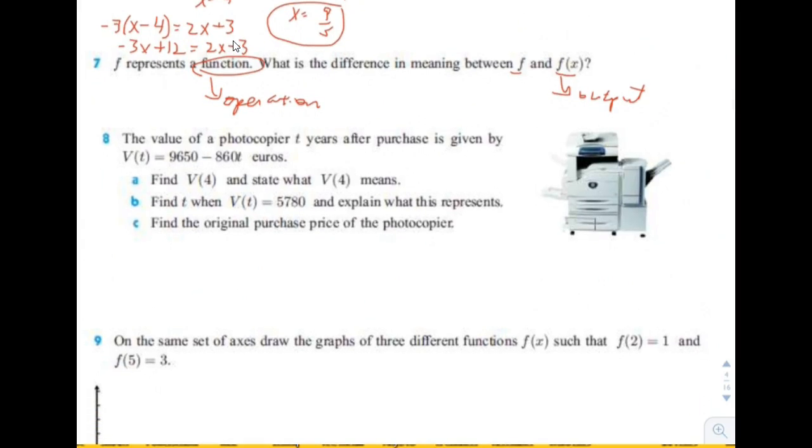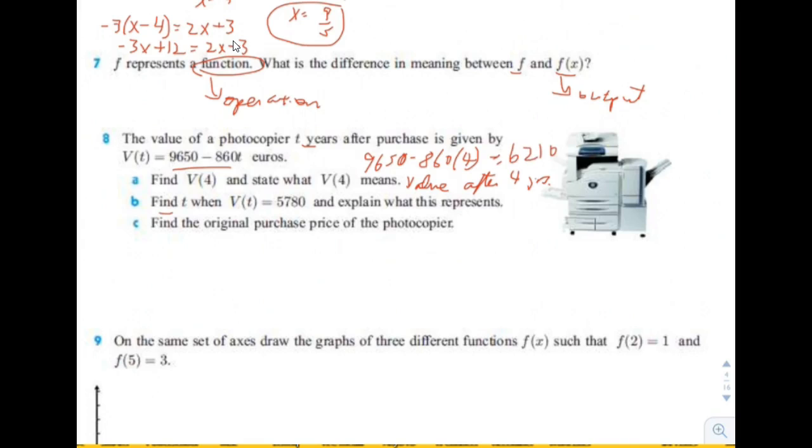The value of a photocopier t years after its purchase is given by this function. Find V of 4 and state what V of 4 means. Okay, so V of 4 would be, I'm going to take 9650 minus 860 times 4. And it is the value after 4 years. And we can use a calculator to figure this one out. So it'd be 9650 minus 860 times 4. 6210.